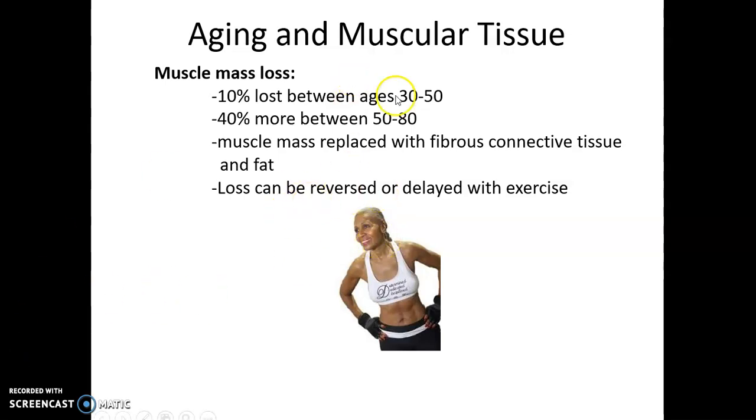Now, the loss can be delayed with exercise, in some cases even reversed, depending on how hardcore you go in that exercise routine, which means, of course, everyone needs to exercise regularly, including weightlifting exercises that lead to strength buildup in the muscles. Okay, that did not come out well, but you get the idea.